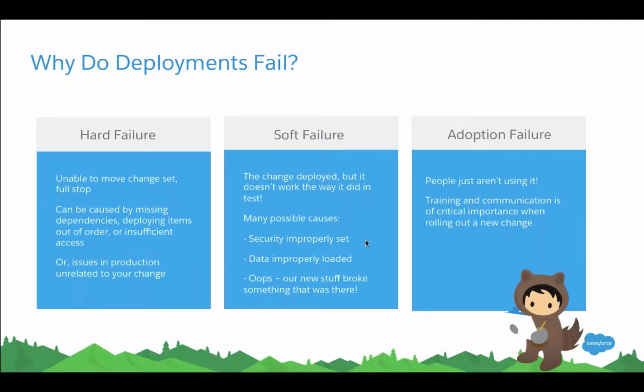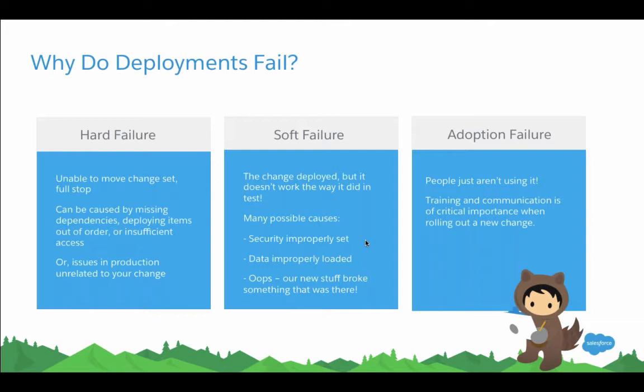In my experience, deployment failures can be placed into three categories: hard failures, soft failures, and adoption failures. Now, a hard failure is a little bit self-explanatory. It means you're stuck. You can't move forward. Your change set didn't deploy for some reason. Maybe it was missing dependencies, deploying items out of order, or insufficient access, or there was something in production that was configured previously and you couldn't make your change.